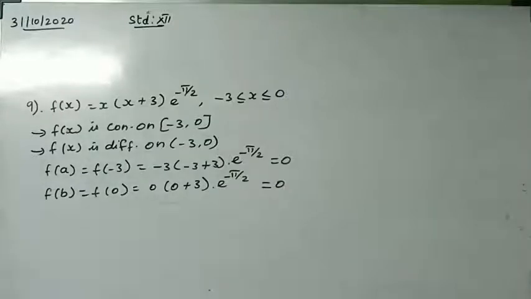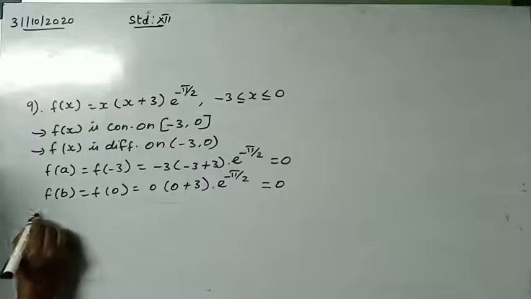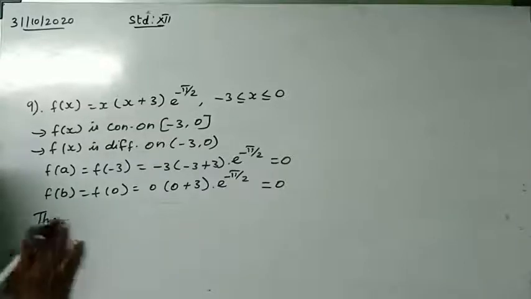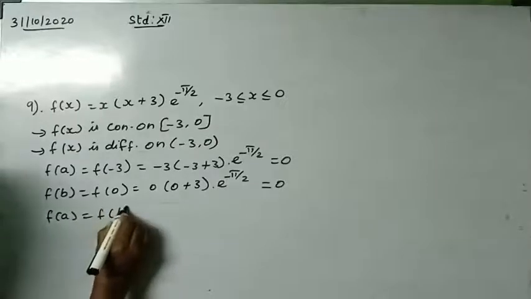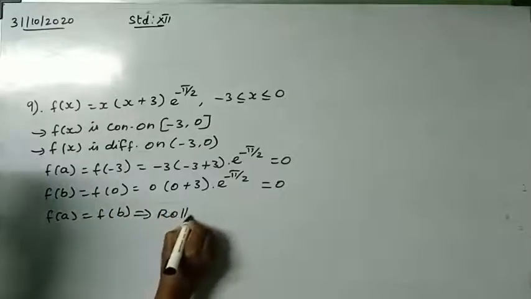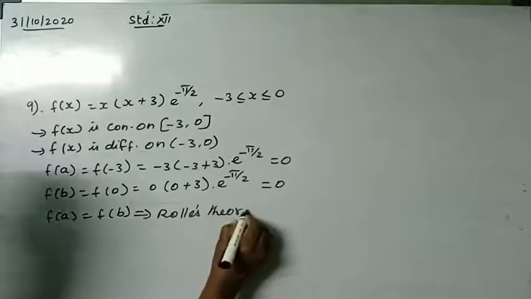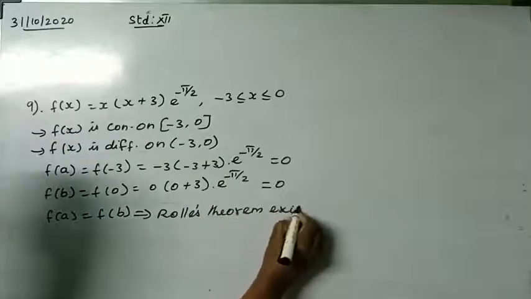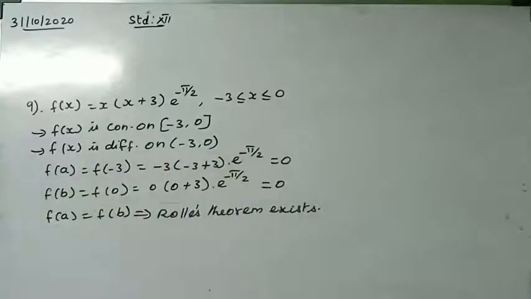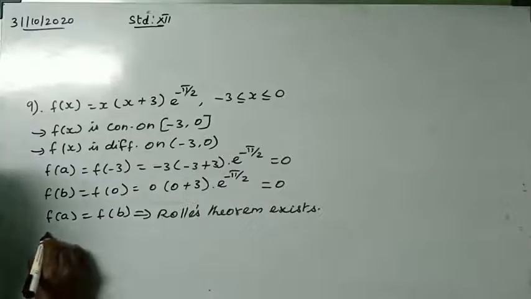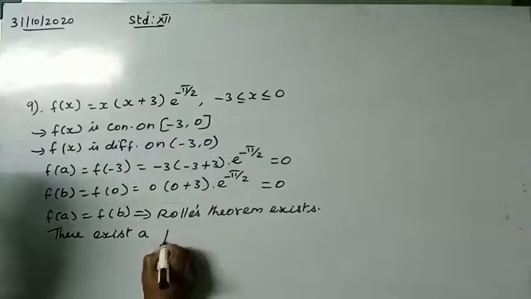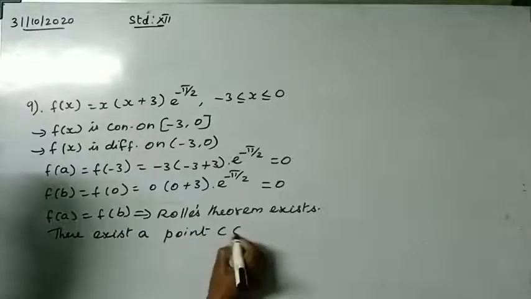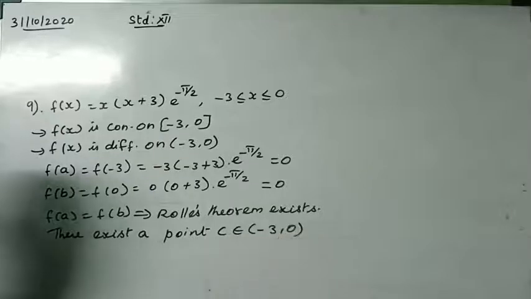So it turns into Rolle's theorem. Therefore Rolle's theorem exists. Or you can go for the mean value theorem also, then also you can get the answer. Rolle's theorem exists, so there exists a point c, where c belongs to minus 3 comma 0.